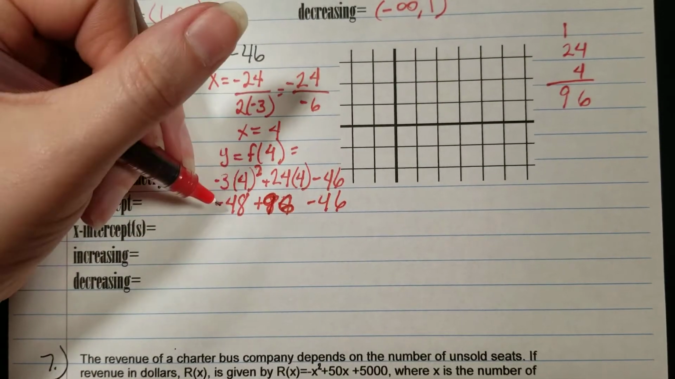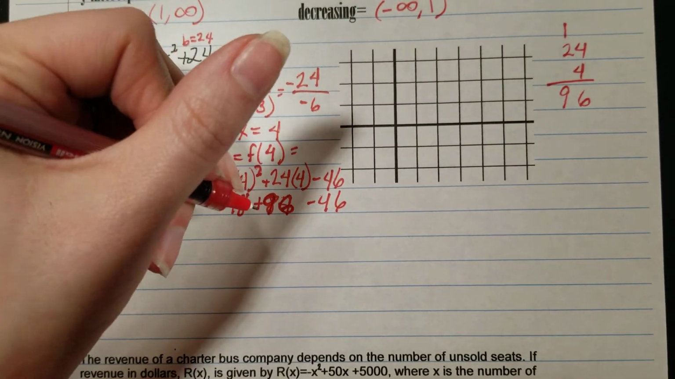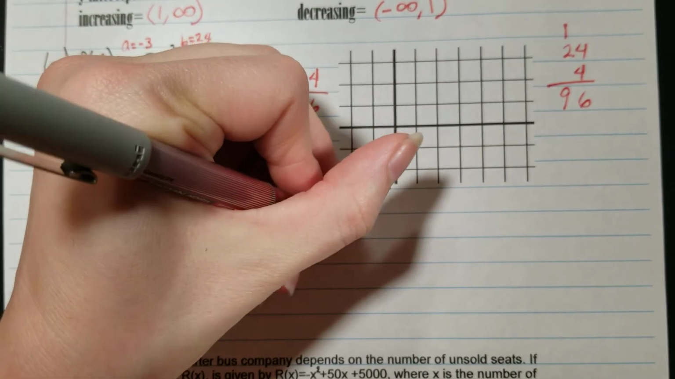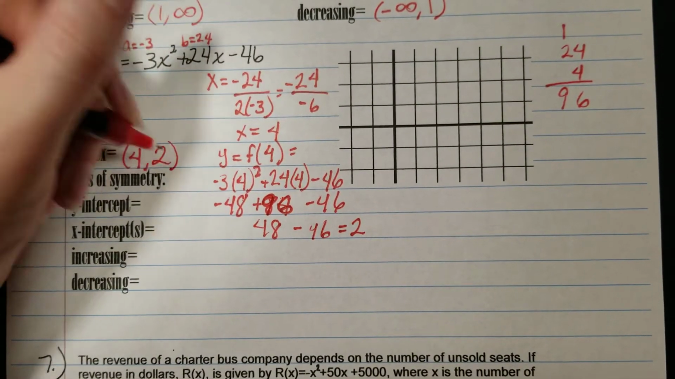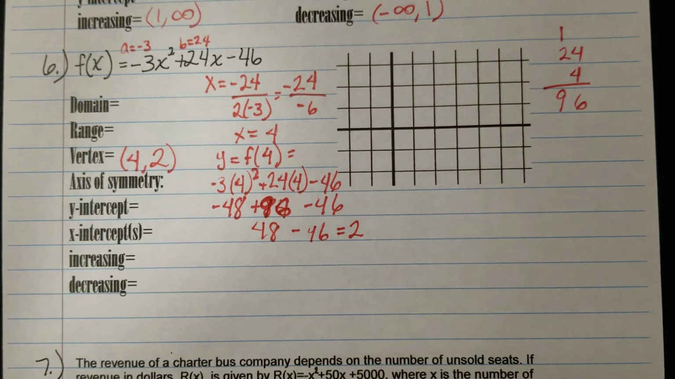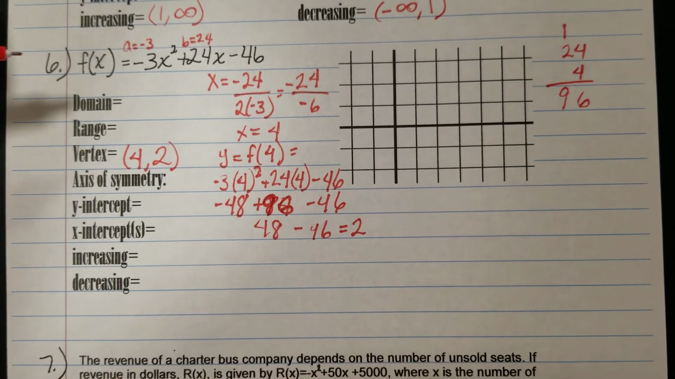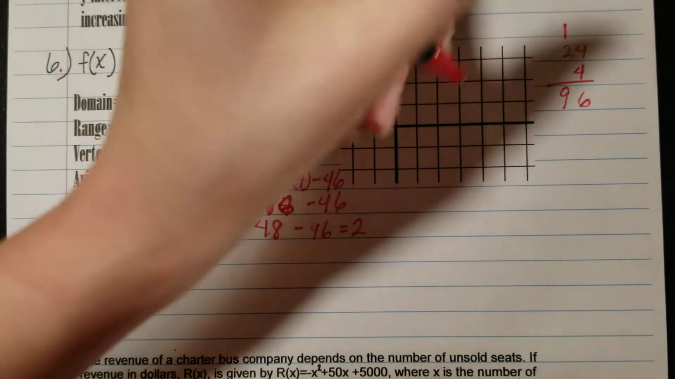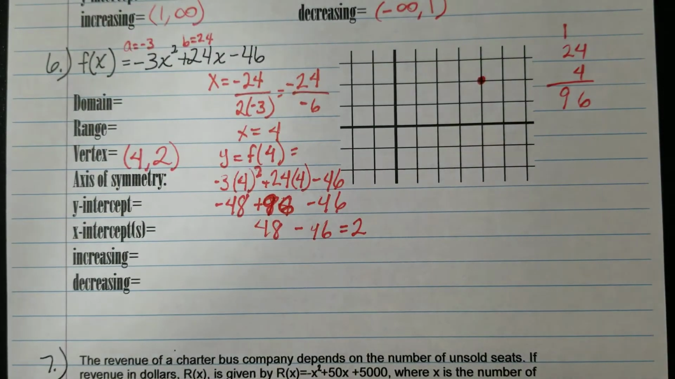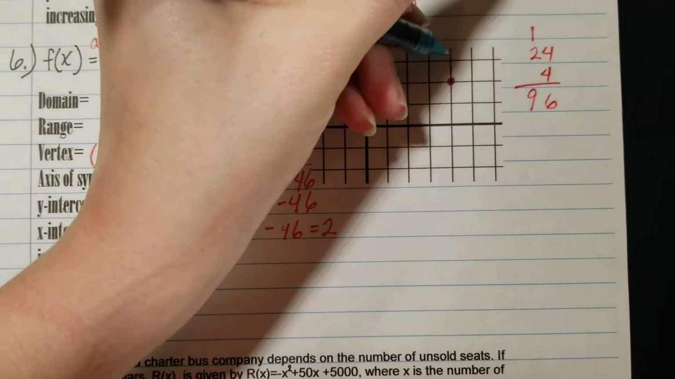So, yeah. Negative 48 plus 96 is going to be positive 48 minus 46 equals 2. Funny how that worked out, huh? Alrighty. So, 4, 2. Okay. Axis of symmetry is x equals 4.